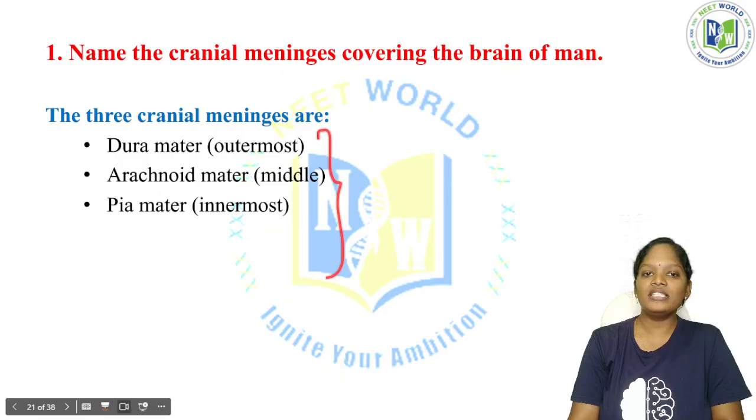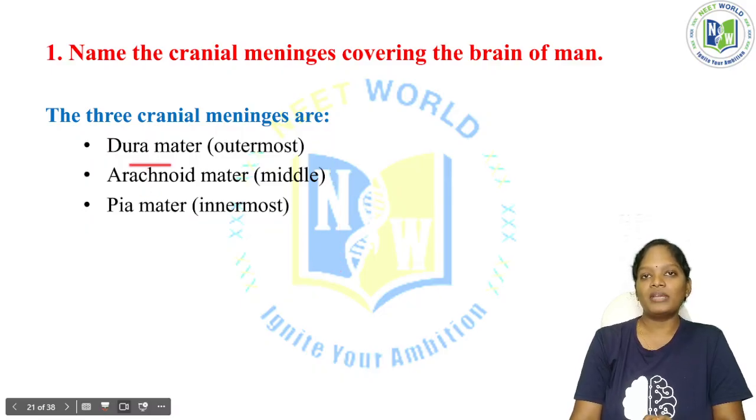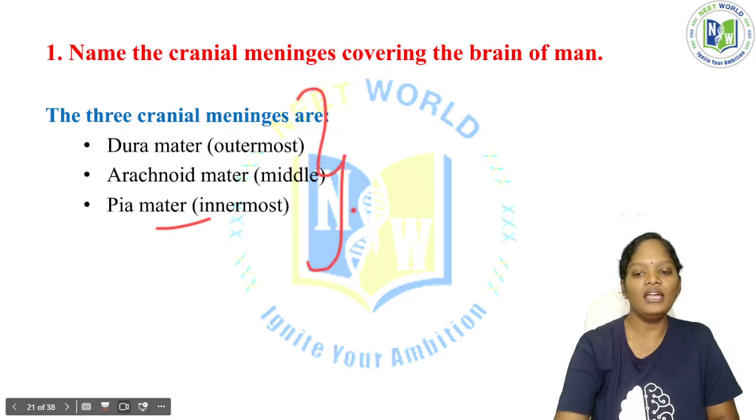These three coverings together we call the meninges. The outer membrane is the dura mater, the arachnoid mater is the middle membrane, and the innermost layer is called the pia mater. All these together we call the meninges.